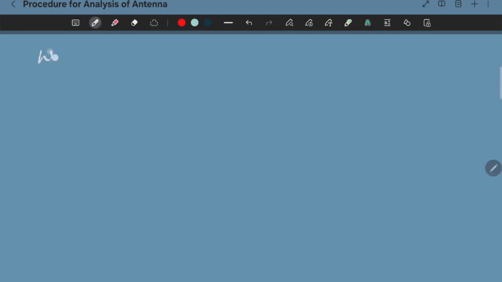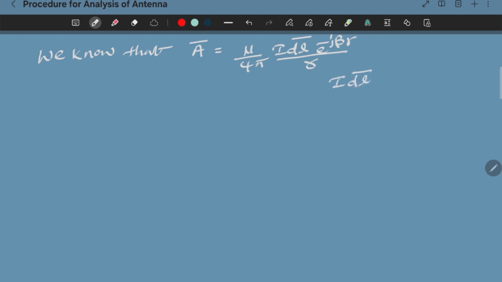We know that A bar is equal to mu by 4 pi I dl e power minus j beta r by r. Just I will disturb about this one. Here I dl bar is there. You can take in place of I dl bar J dV also.